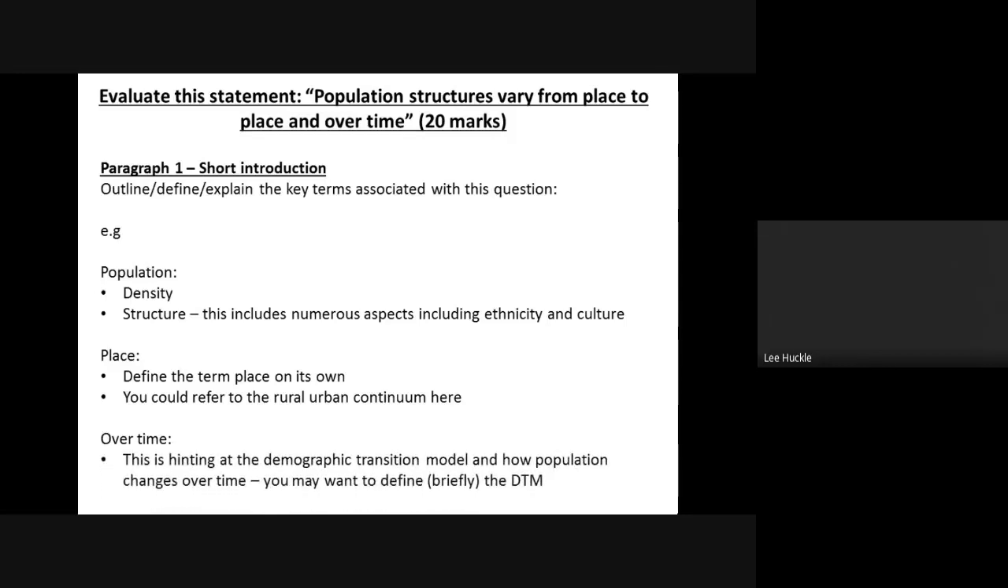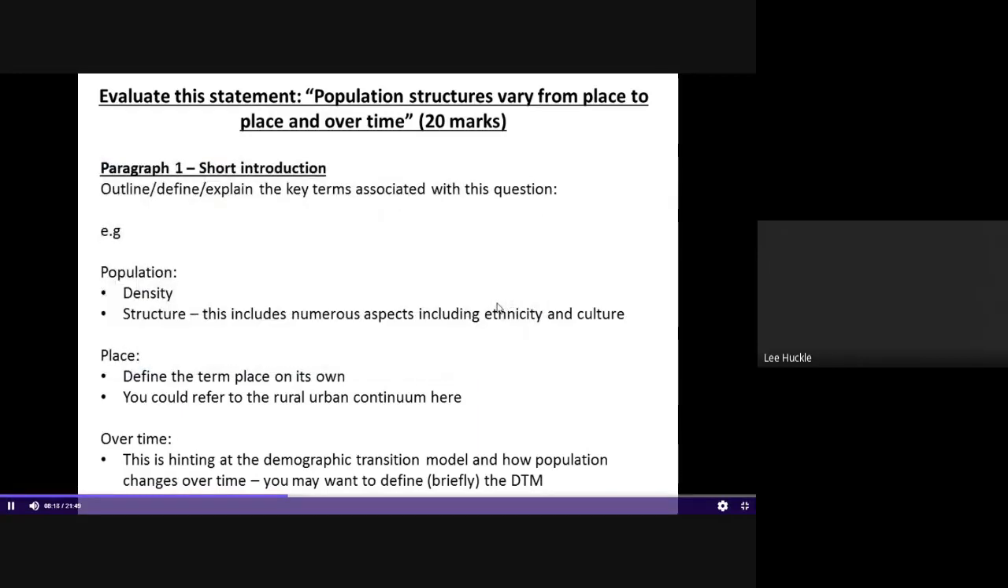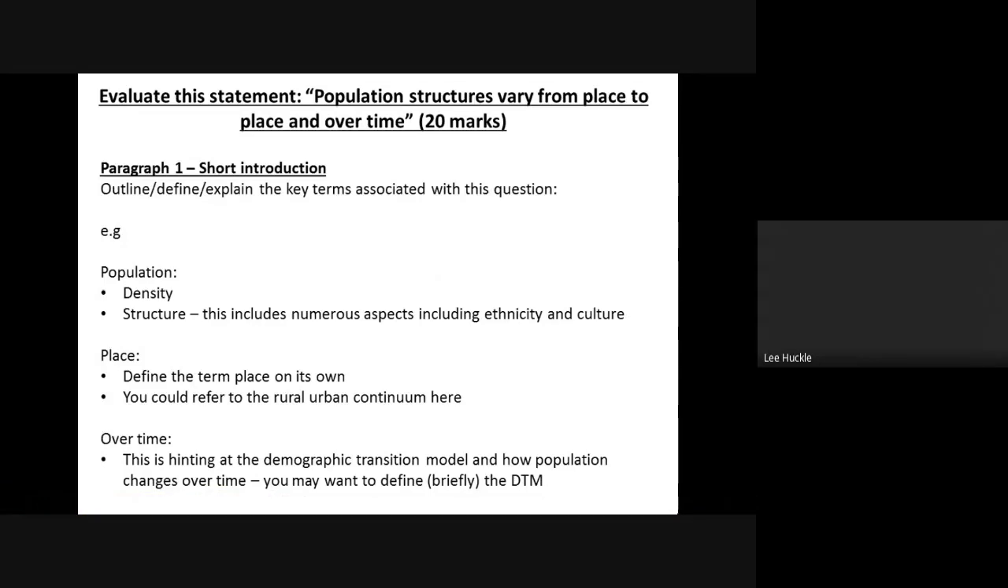And this is hinting really at how population changes over time on the demographic transition model. Now, go back to that, review the DTM, because that's important. And that includes population structure. But I think you would need a clear definition or an outline, very brief, of what the DTM actually is and what it shows. And you'll see then how you can use that throughout the essay.